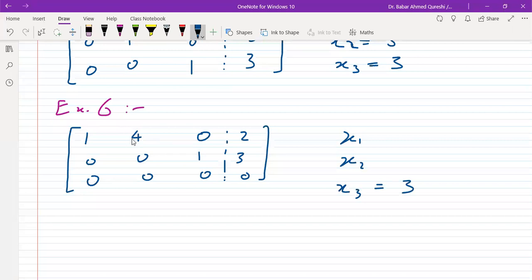Is x2 a lead variable or a free variable? Free variable. x2 is a free variable because it's not appearing as a lead variable in a row. So x2 is any number beta. And x1, you cannot make this first equation any simpler. So x1 is 2 minus... yeah, x1 is not 2 minus beta. You have a 4 times x2. 2 minus 4 beta. Yeah.